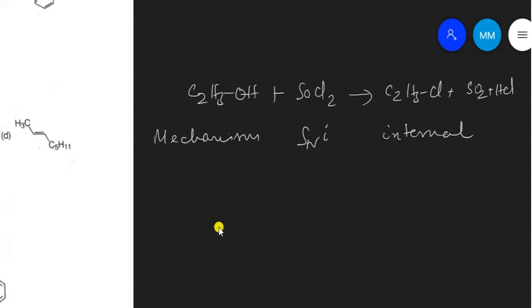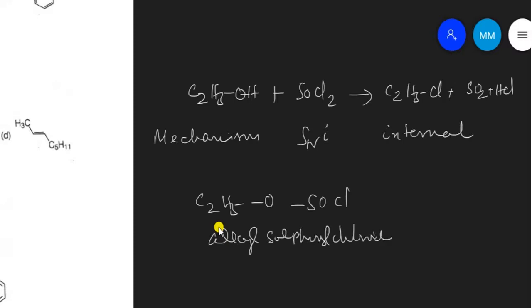The intermediate is found here. What is the intermediate you get? C2H5O-SOCl. The H and Cl are removed. This is alkyl sulfochloride, alkyl chlorosulfite. So it is the intermediate. This intermediate then undergoes the internal substitution reaction. This chlorine substitutes at this place. Okay. So it is called internal nucleophilic substitution, that is substitution nucleophilic internal. Okay. So this is because of the internal substitution reaction.